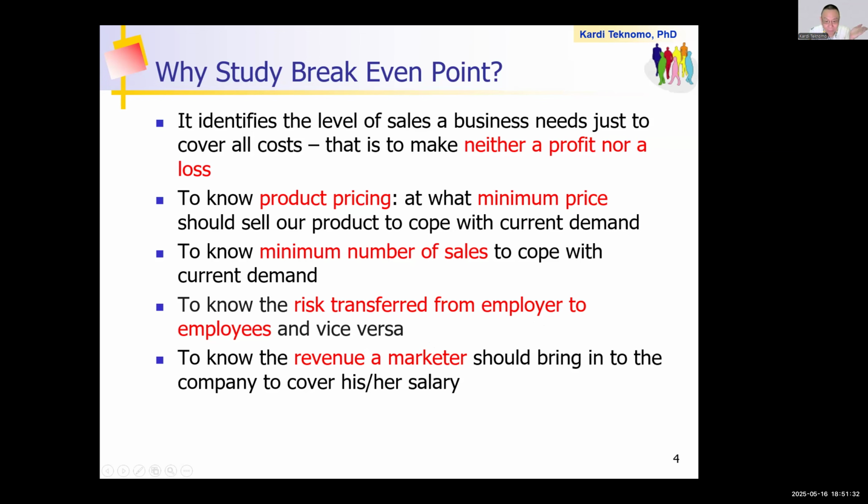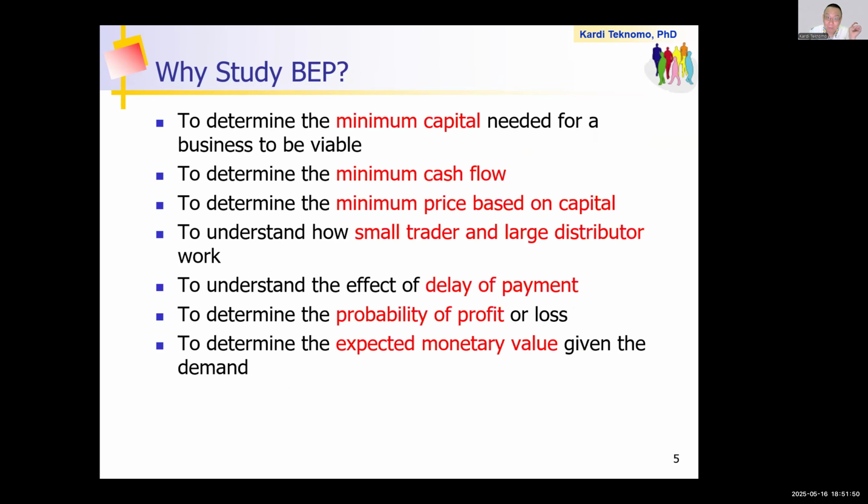And then say, if you know the revenue of a marketer, and you put a salary on a certain worker like a marketer, what is the revenue supposed to be in order to reach just BEP? So what will be the minimum capital needed for your business? What will be the minimum cash flow? This is the thing that we will answer in this slide. And what is the minimum price if you change the capital?